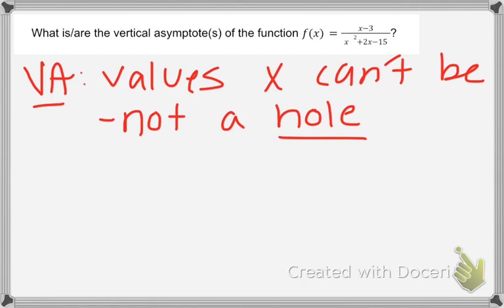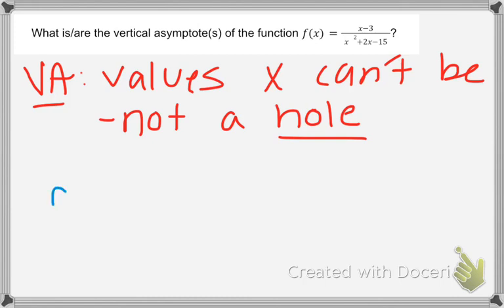So basically when we have a fraction like this, values x can't be are going to come from setting the denominator equal to 0. But if we have something that's the same in the numerator and in the denominator and it cancels out, those values are going to correspond to a hole.